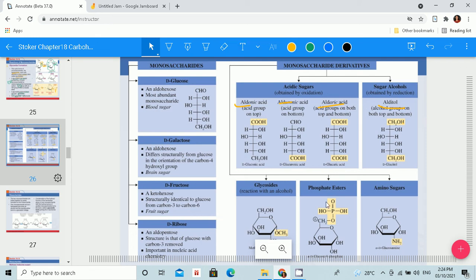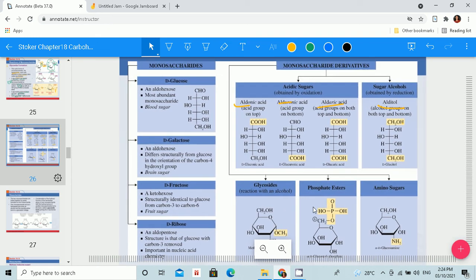Alright, and then we have the phosphate esters. Okay, another reaction of our monosaccharide. A phosphate ester when a phosphate ion reacts with our glucose or our monosaccharide. Okay, you remember the naming, class? We have, in this case, this is alpha D glucose 6 phosphate. Okay, alpha D glucose 6 phosphate.